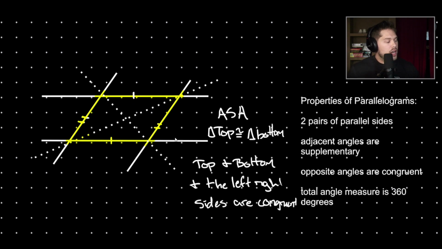So here, I want you to notice that we have some vertical angles. Those angles are, of course, vertical angles, therefore congruent. These green angles are vertical, therefore congruent.